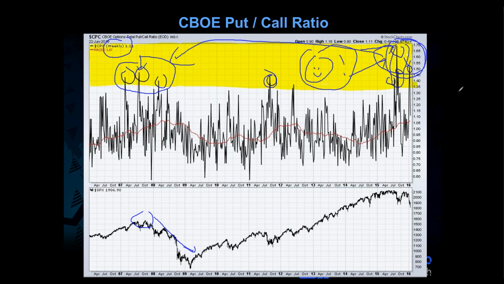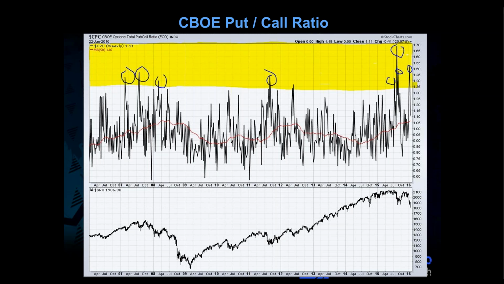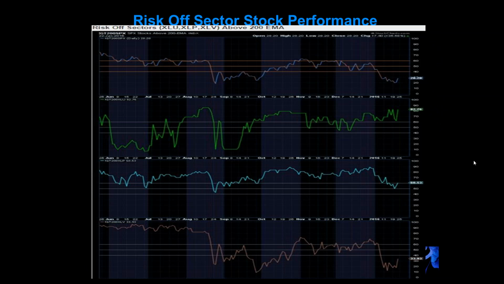Now I go into a lot of detail on assets that we can go long in to take advantage of these things. But I just wanted to point out to you, this is one thing that we're looking at here. Another thing I wanted to show you is when the risk is not in the marketplace. I call it a risk off environment, right? When no one wants to take any risk.